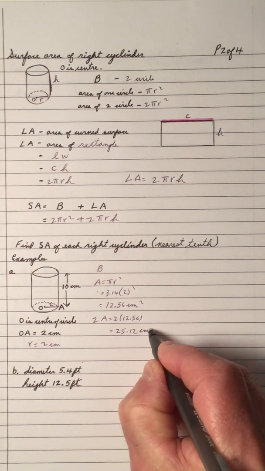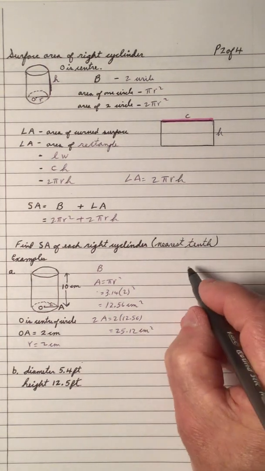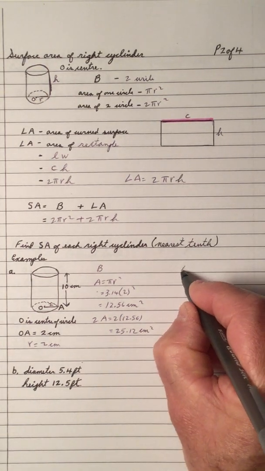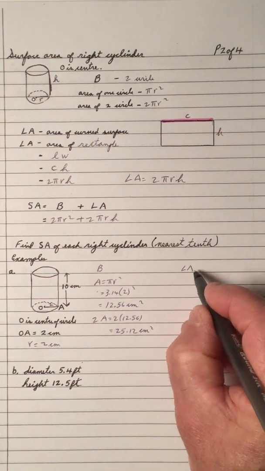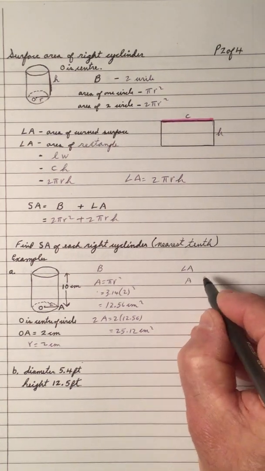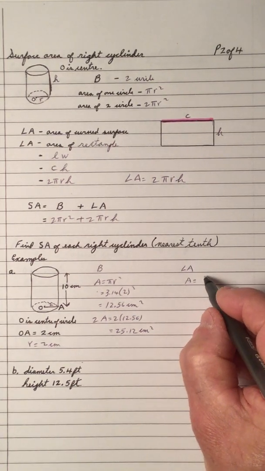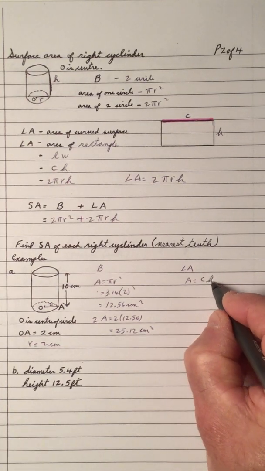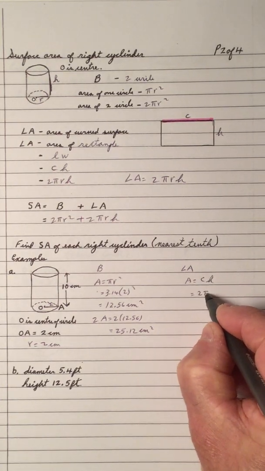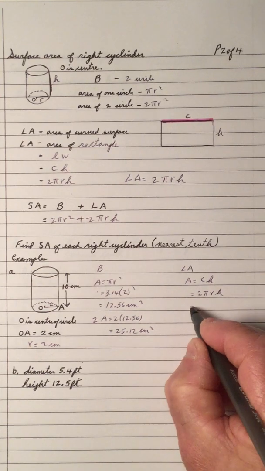And we can now work out what we call the lateral area, and the lateral area is made up of its circumference times the height, so 2 pi r times h.